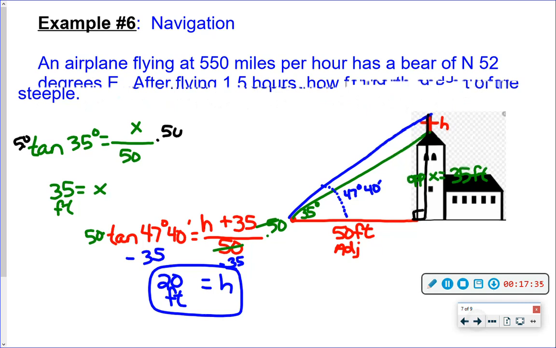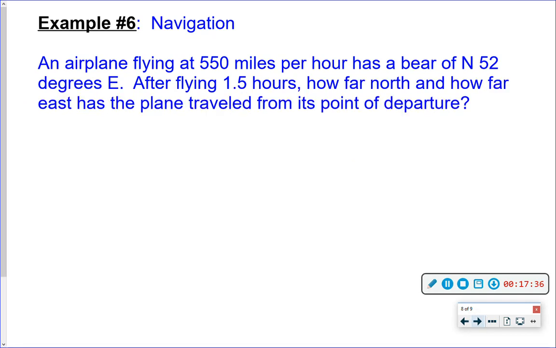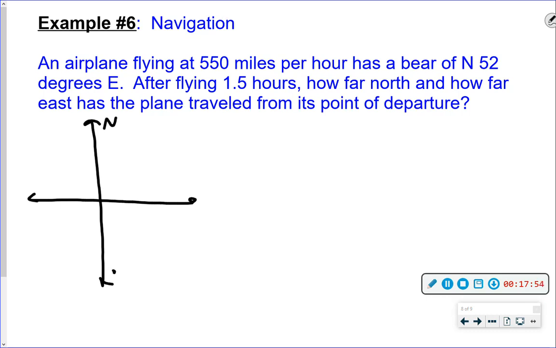All right, last one. An airplane flying at 550 miles per hour has a bearing of north 52 degrees east. So before I read any further, I'm right away thinking about the compass rose, north, south, west, east. So I'm going to draw out my compass rose coordinate plane. North, south, west, east. Okay, let's carry on here.